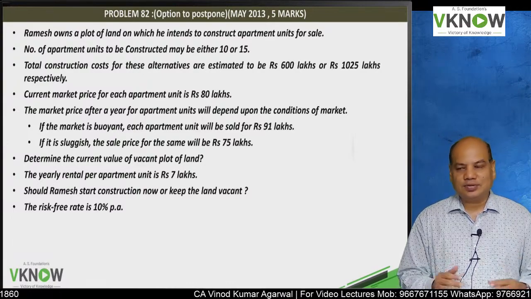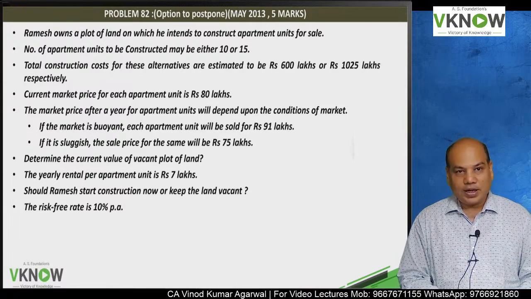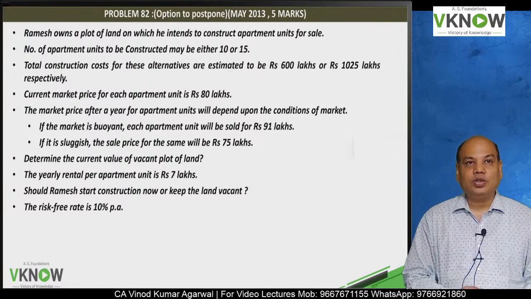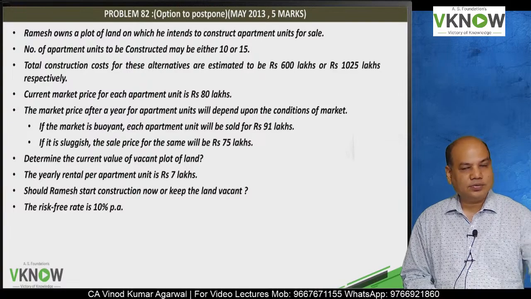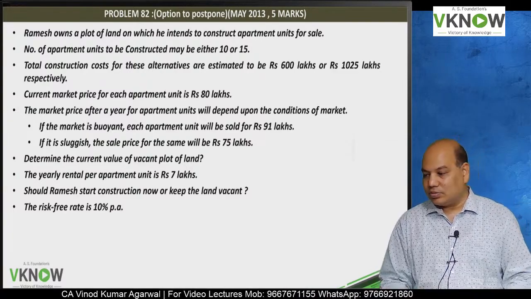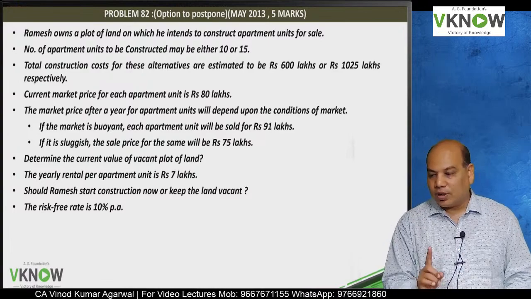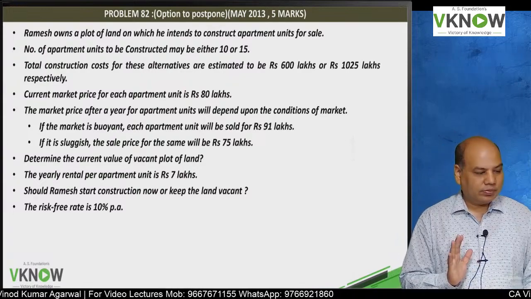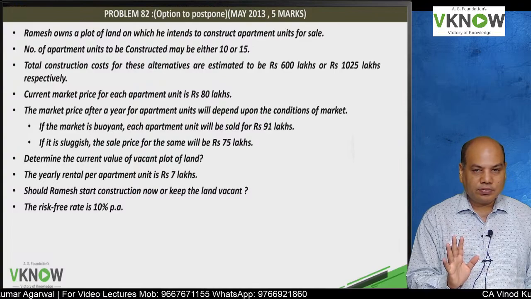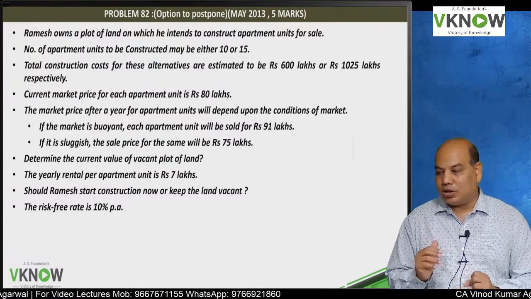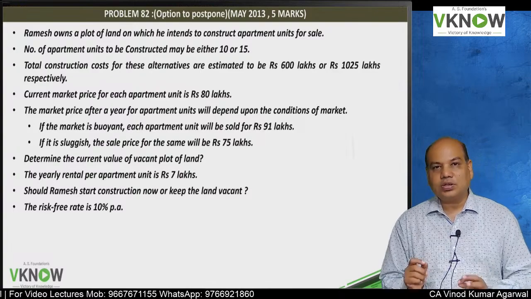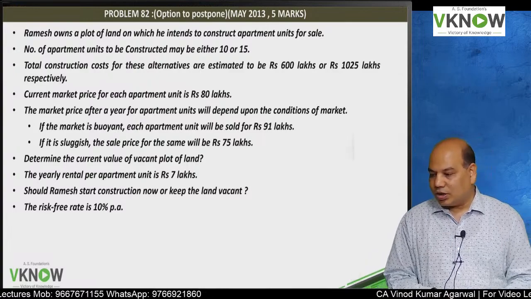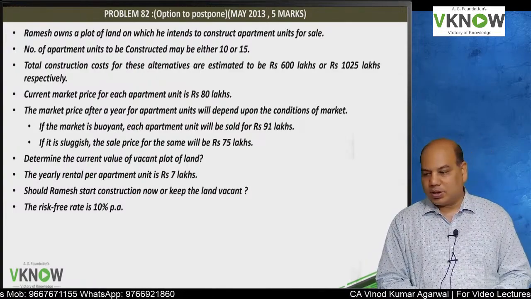Question is, Ramesh owns a plot of land on which he intends to construct apartment units for sale. So you have a land, you want to construct apartments and you will sell the apartments. Number of apartment units to be constructed may be either 10 or 15. So you can construct 10 apartments on the land, or you can even construct 15 apartments. The total construction costs of these alternatives are estimated to be 600 lakhs and 1025 lakhs respectively.